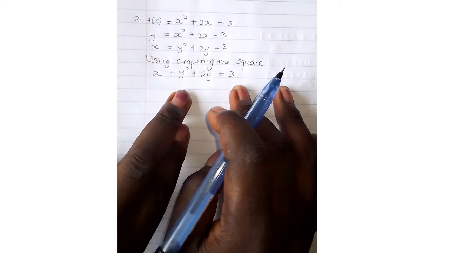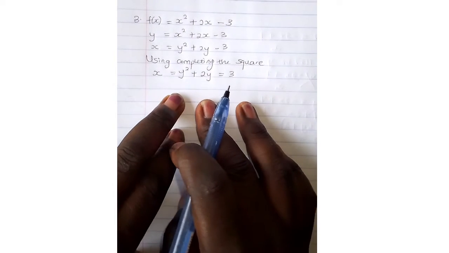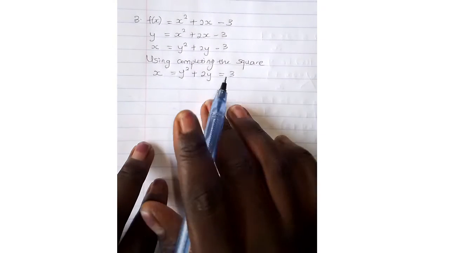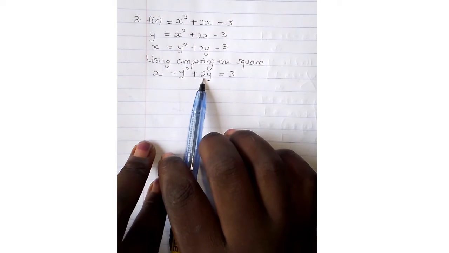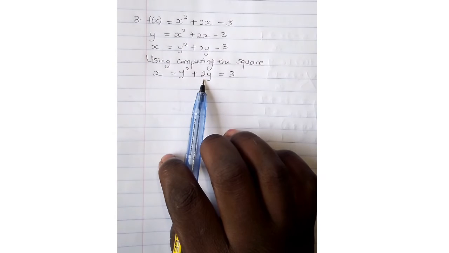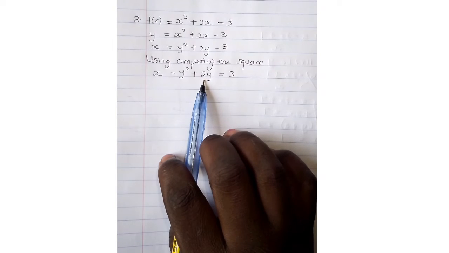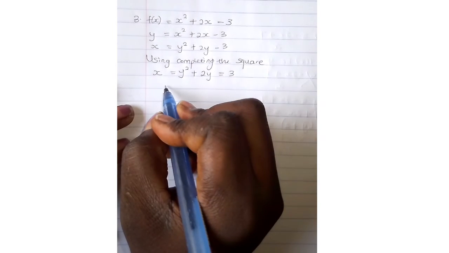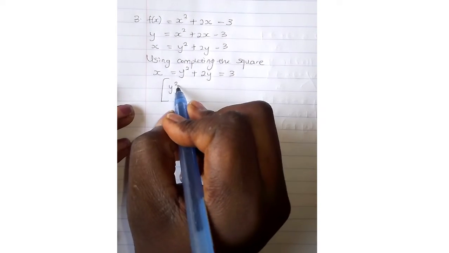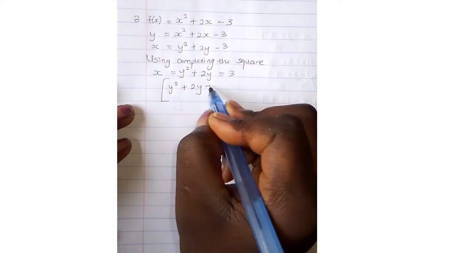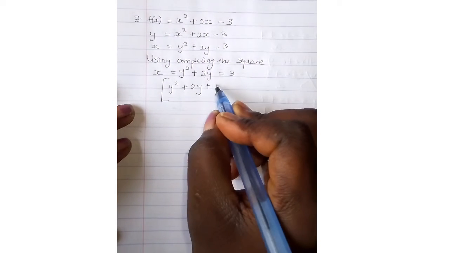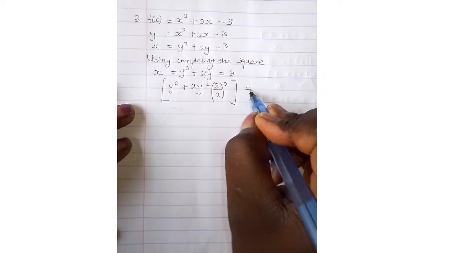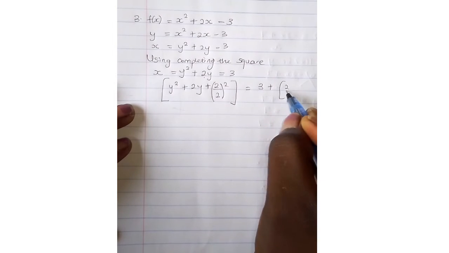So now when we get to this point, what we need to do here is take half of the coefficient of y, then square it, then add it to both sides. The coefficient of y here is 2. So taking half of 2, what do we have? When you get the answer, you square it and add it to both sides. So here it becomes y squared plus 2y plus, the coefficient of y is 2, so taking half of 2, then you square it, then add it to both sides. So this is it.